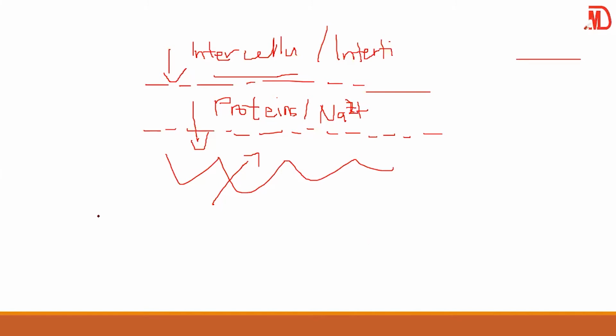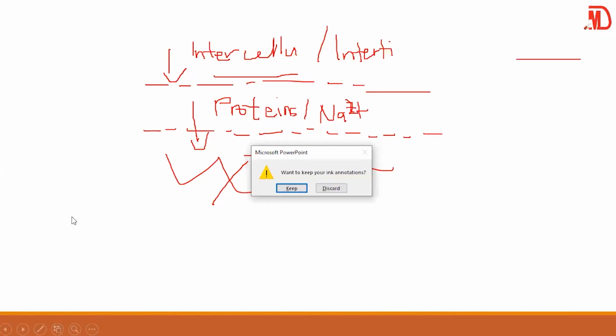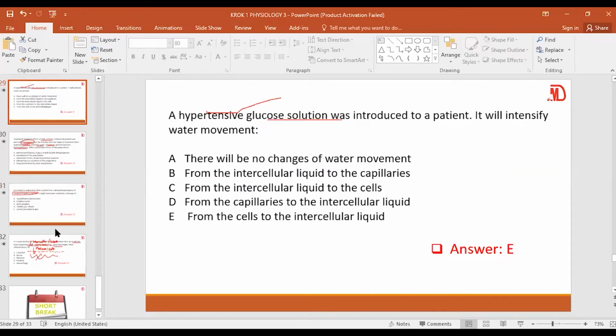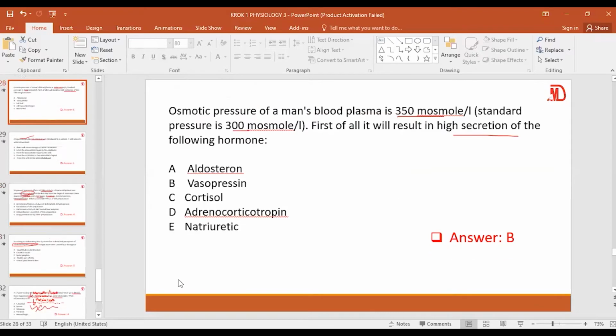Okay. Natriuretic hormone means let sodium go out. Natriuretic means allow sodium to move out. That's the meaning of natriuretic. Now, aldosterone means allow sodium to stay. I repeat, aldosterone means what? Allow sodium to stay. Natriuretic hormone means allow sodium to go. Vasopressin is don't allow water to go.